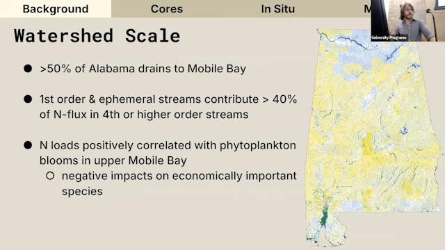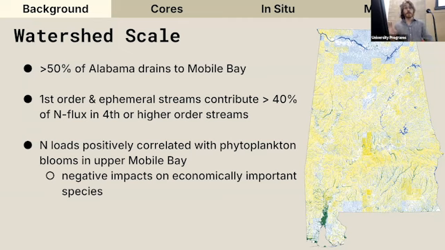Now, to put this into context, over 50% of Alabama, the majority of Alabama, drains down to Mobile Bay. You can see on the right-hand side of the screen, we have the state of Alabama, and all those yellow areas are ephemeral streams. So small little catchments that drain to larger areas for only a fraction of a year. The blue are persistent catchments. So a lot of those are going to be first or second order streams.